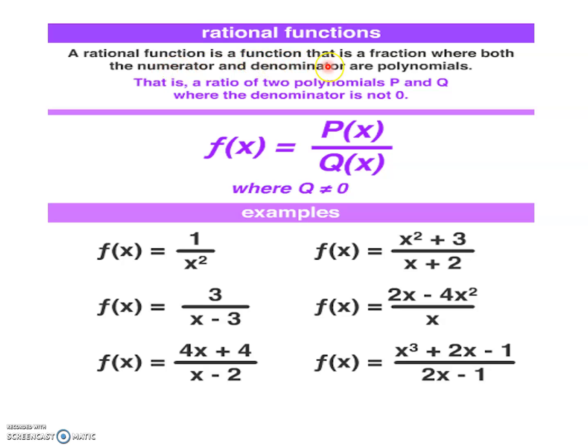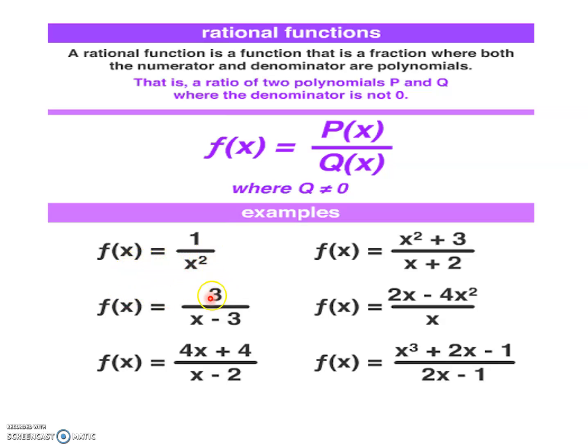A rational function is a function that is a fraction where both the numerator and denominator are polynomials, that is, a ratio of two polynomials p and q where the denominator is not 0. f of x is equal to p of x upon q of x, where q of x is not equal to 0. We have more examples of rational functions.